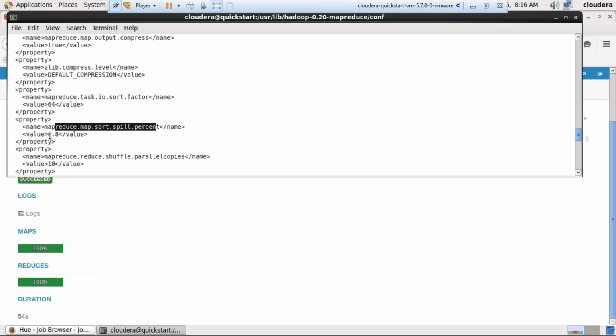mapreduce.map.sort.spill.percent is being kept at 0.8. 0.8 is nothing but 80%. There is a spill buffer available with your MapReduce job. Only when 80% of that buffer is filled is it written to the local file system. Till then, it is preserved in memory. If this factor is kept very low, the performance is impacted. If it is kept at 0.99, then also it is impacted.